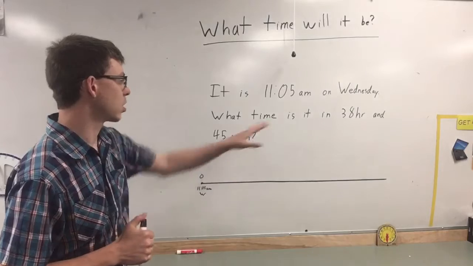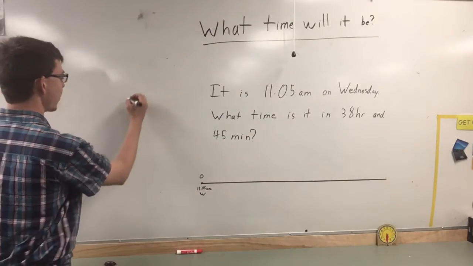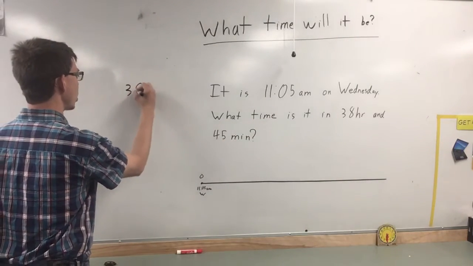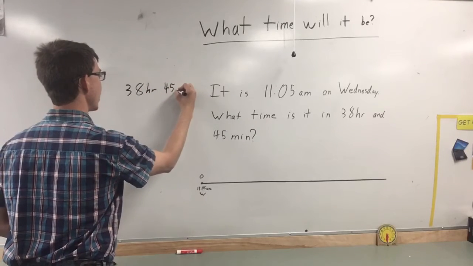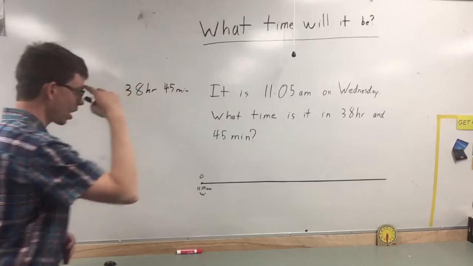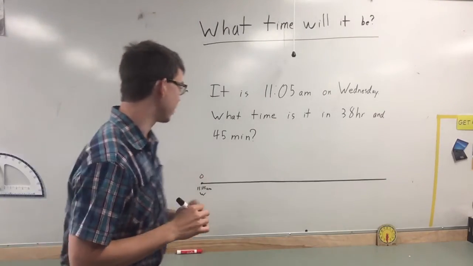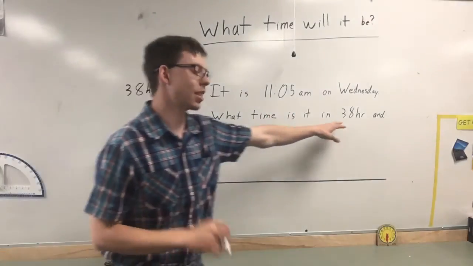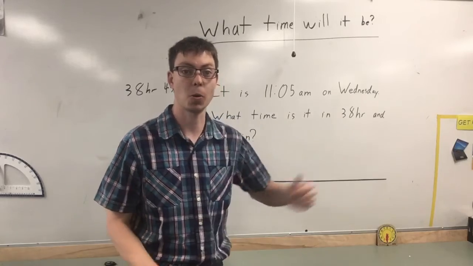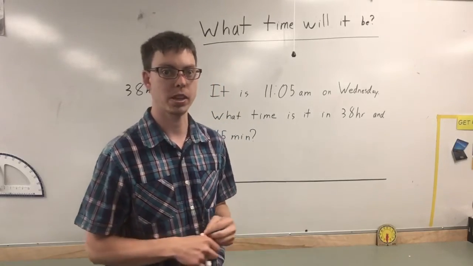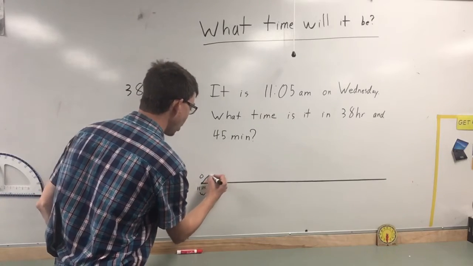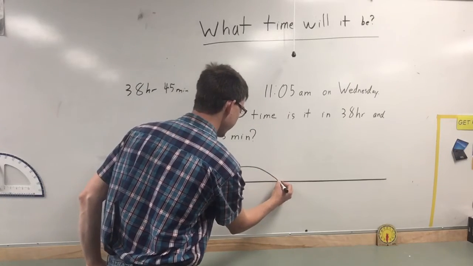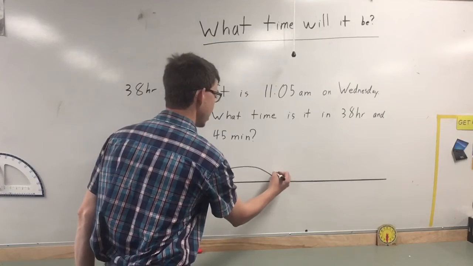Okay. So we have 38 hours and 45 minutes. I'm going to write that here. 38 hours and 45 minutes. Okay? And I'm going to count and add up. The easiest way is to recognize that this is greater than a day. So I'm going to take a whole day out. A day has 24 hours. So I'm going to jump forward a whole day. Okay? And that is going to be 24 hours.